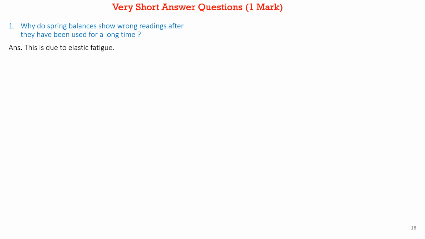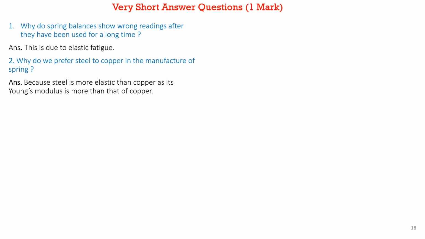Next questions, we will take up very short answer questions quickly. These are questions of 1 mark. Why do the spring balances show wrong readings after a prolonged use? That is, they have been used for a long time. This is due to elastic fatigue. Question number 2. Why do we prefer steel to copper in manufacture of spring? Because steel is more elastic than copper, as its Young's modulus is more than that of copper.